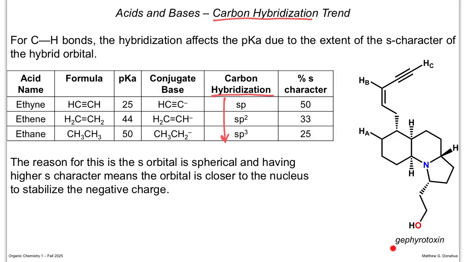So in this molecule, gifratoxin, if you were to assign all the unique sets of H, there'd be quite a bit.